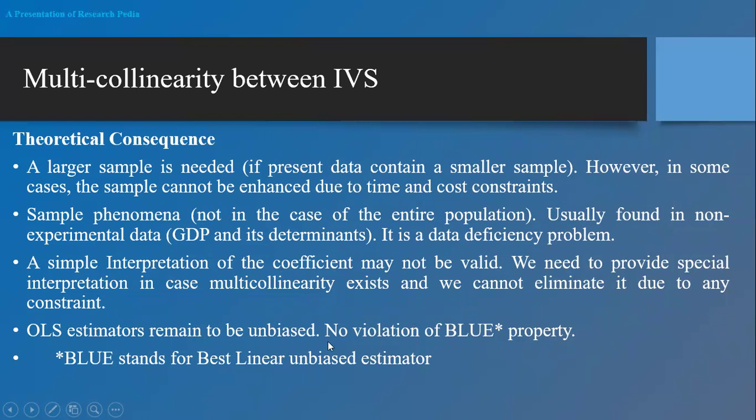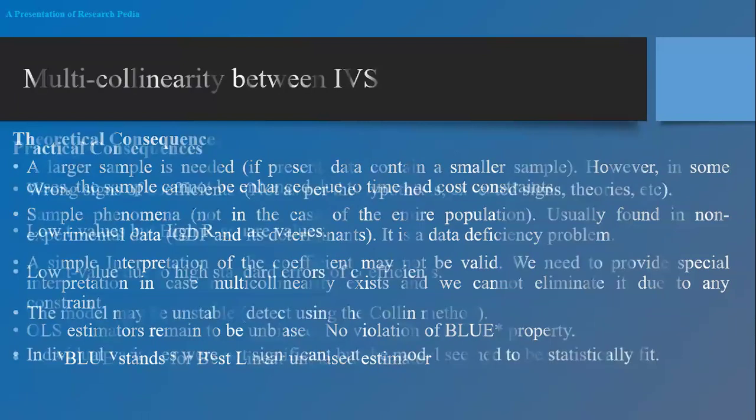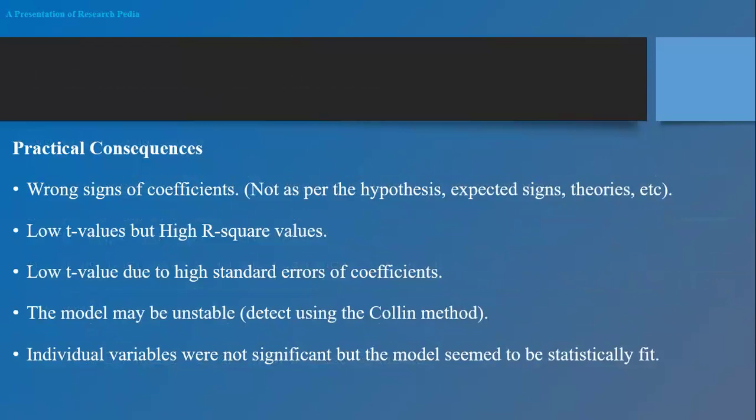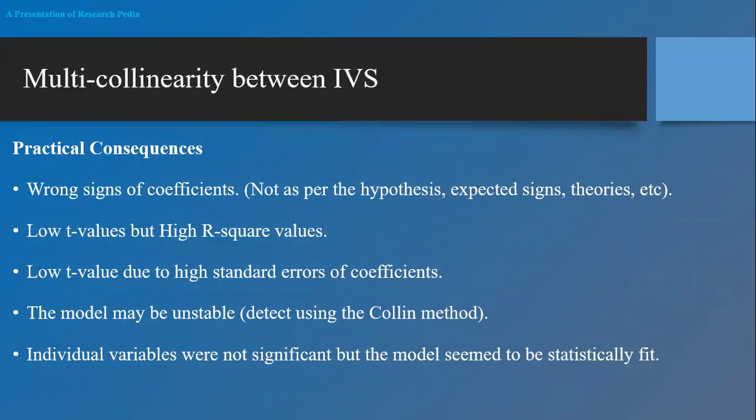The OLS estimators remain unbiased, with no violation of the BLUE property. BLUE means best linear unbiased estimator. So these are the theoretical consequences when multicollinearity exists. But there are some practical consequences, for example, wrong signs of coefficients. Your coefficients may not be as per hypothesis, as per expected signs, as per theories.